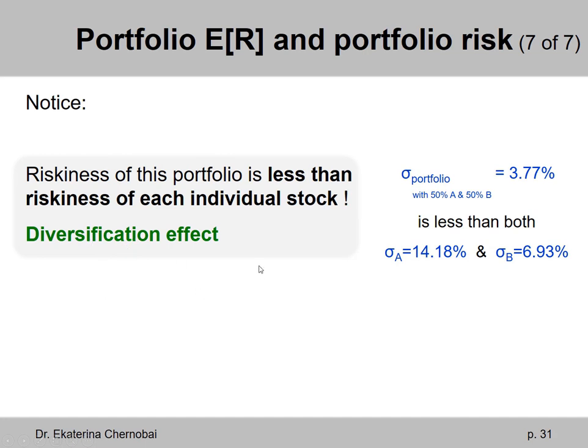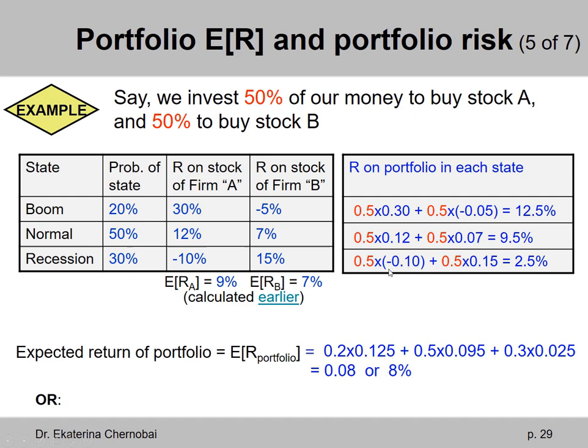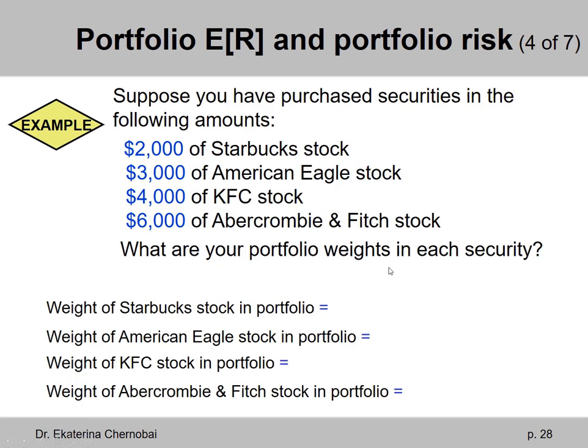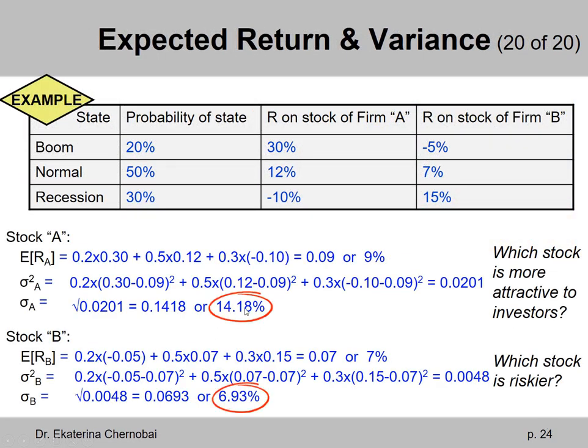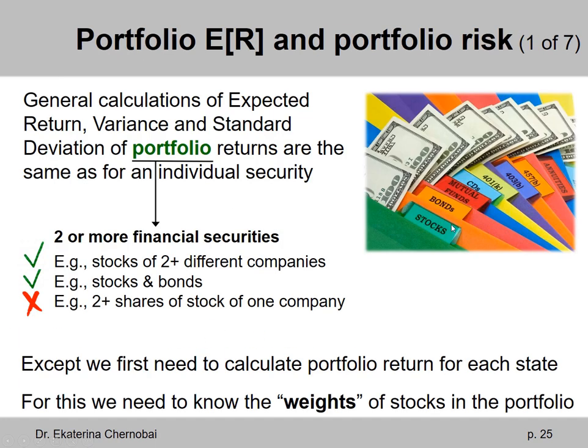There's another thing you may notice in this last problem. The portfolio fluctuations or risk was 3.77%, right? However, for the individual stocks A and B, like we saw, let's see where we saw it. We saw it on slide 24. The standard deviations of the two individual stocks A and B were both above the portfolio standard deviation.